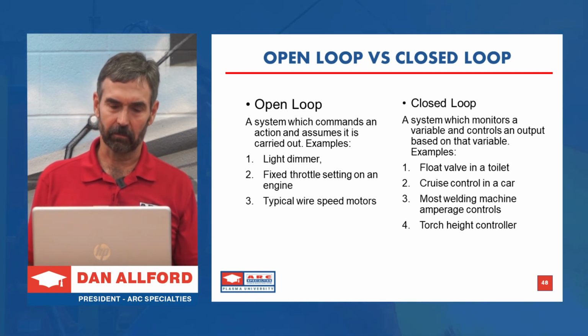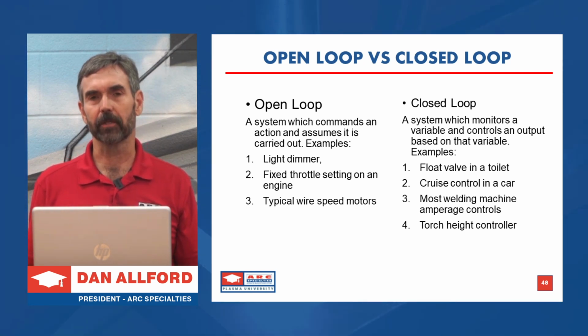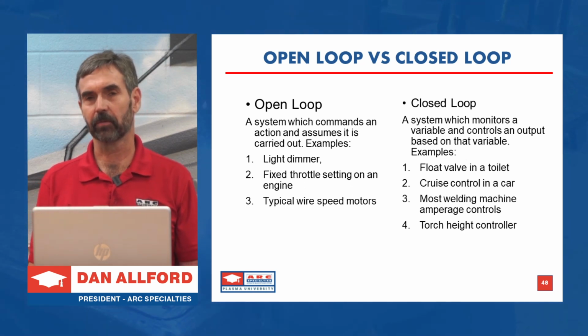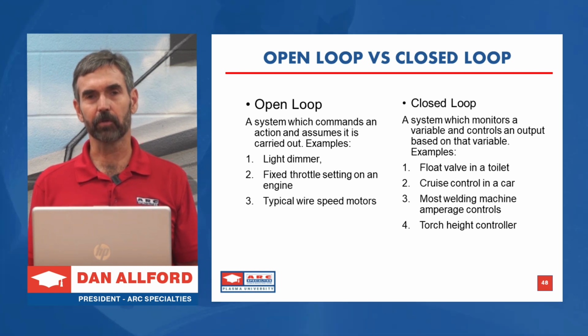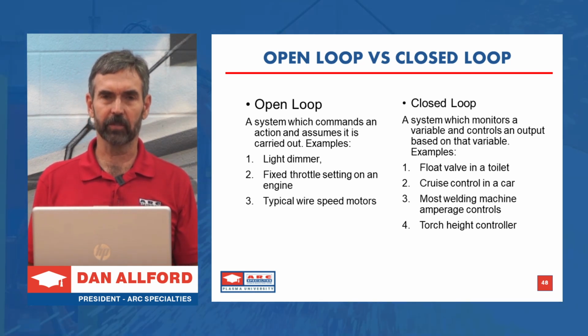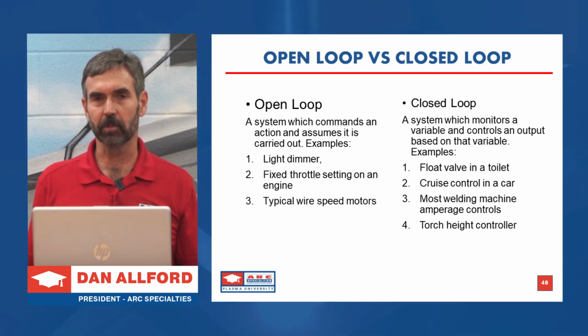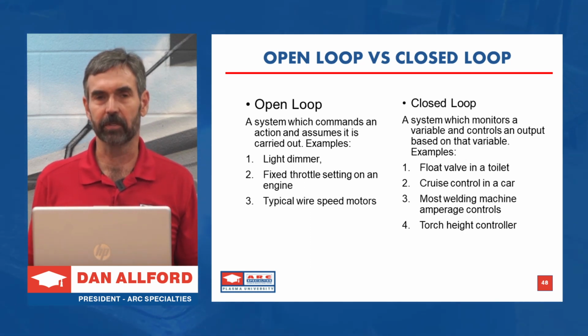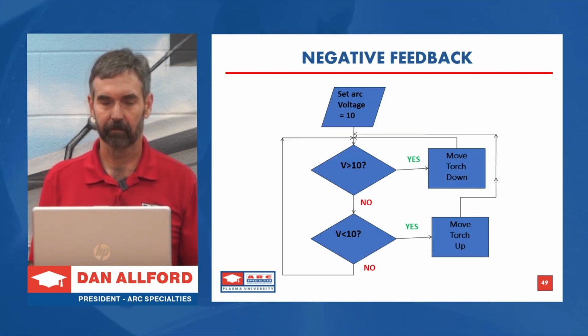And then the example we're going to use later is torch height control. Because you don't directly control torch height, you control torch height through monitoring of voltage. So if the voltage gets too high, you drive down. Too low, you drive up. So you need to understand the difference between open loop and closed loop, and you use closed loop everywhere you need it, and you don't use it where you don't, because it's unnecessary cost in some applications.